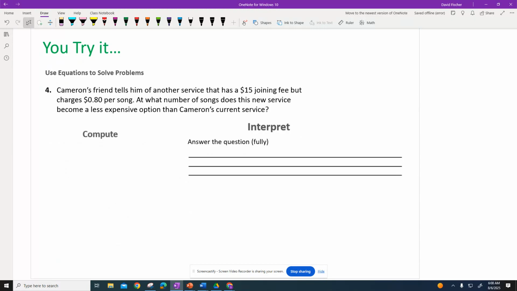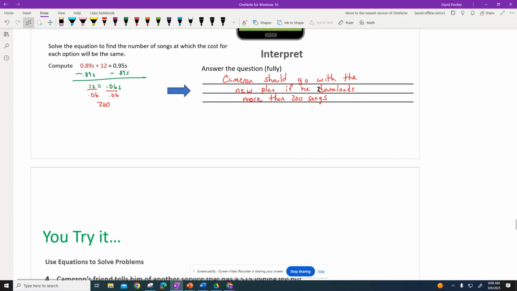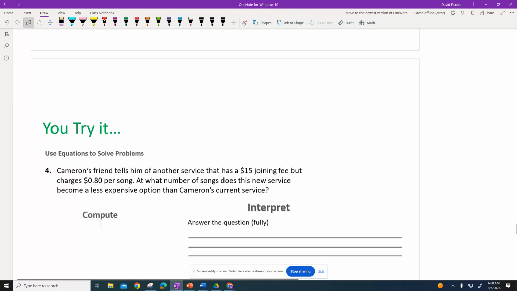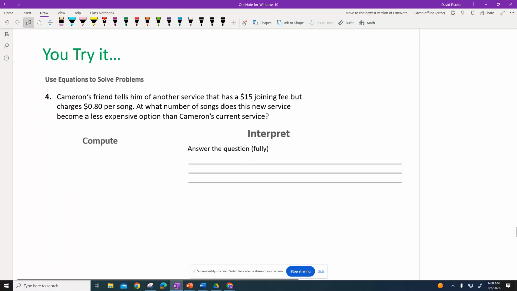So, Cameron's friend tells him about another service that has a $15 joining fee, but charges 80 cents a song. So it's very similar to the example up here. Up here, though, it was 89 cents and $12. This guy stays the same. So you can use this example to model after, and then write it, and then solve that math problem. Okay, so pause your video, give it a shot. Some kids are just going to sit in my classroom saying, this is too hard, I can't do this. Now's the time to give it a shot. We can make mistakes. This is our homework. But we want to make sure we work it out by the time a quiz or test comes along.